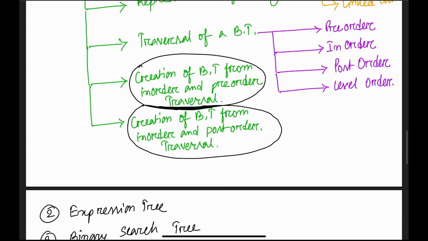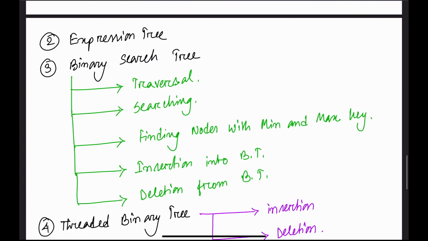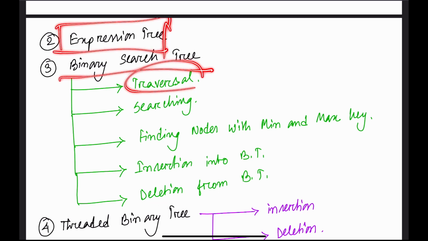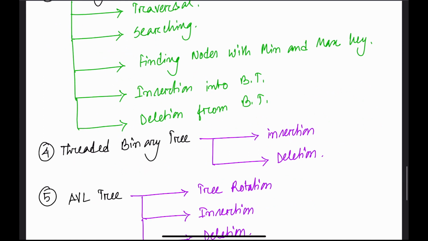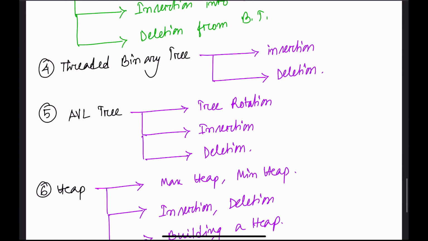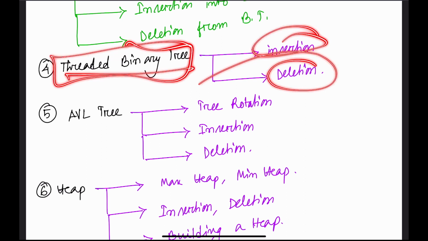We will talk about them for sure, don't worry. And also creation of a binary tree from in-order and post-order. Why can't we make the tree from one kind of traversal only? We will talk about that also. Then expression tree is a very small topic. Then binary search tree: traversal, searching, finding nodes, the minimum and maximum values, insertion, deletion. Then threaded binary tree is a very interesting topic. Insertion and deletion, we will talk about.